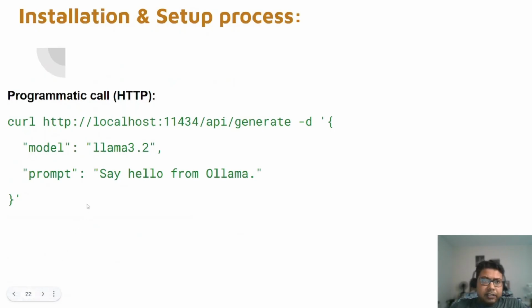Programmatically, this is how we'll be using Ollama. So this is a curl command where we are saying HTTP localhost, port, API generate. This is the endpoint basically, and we are saying the model name is whatever model we want to use, and then the prompt. Using this in Postman also, we can hit our local Ollama and run it. As simple as this.